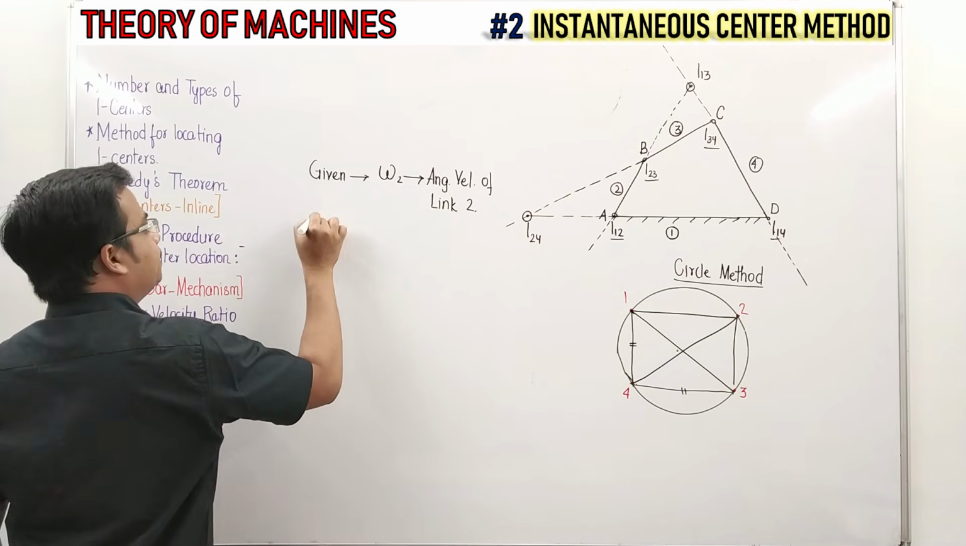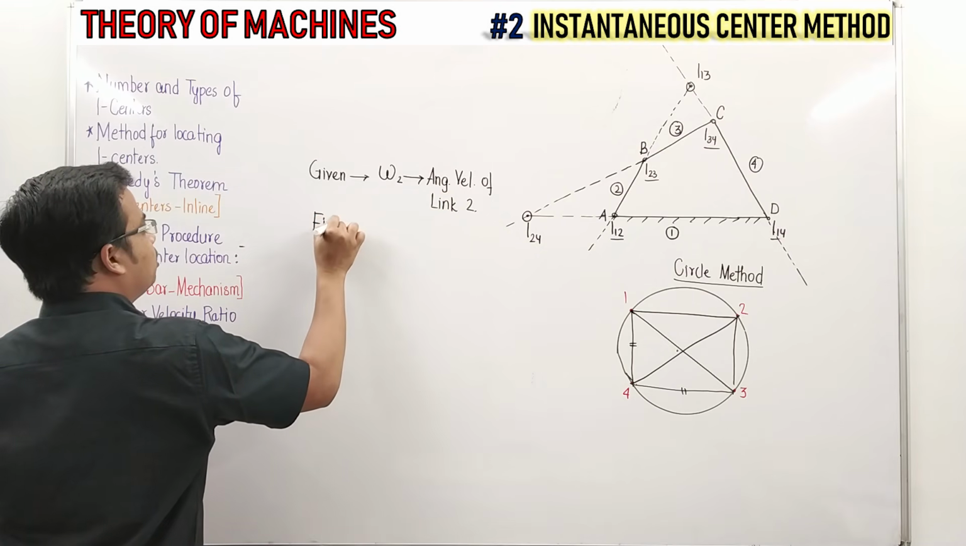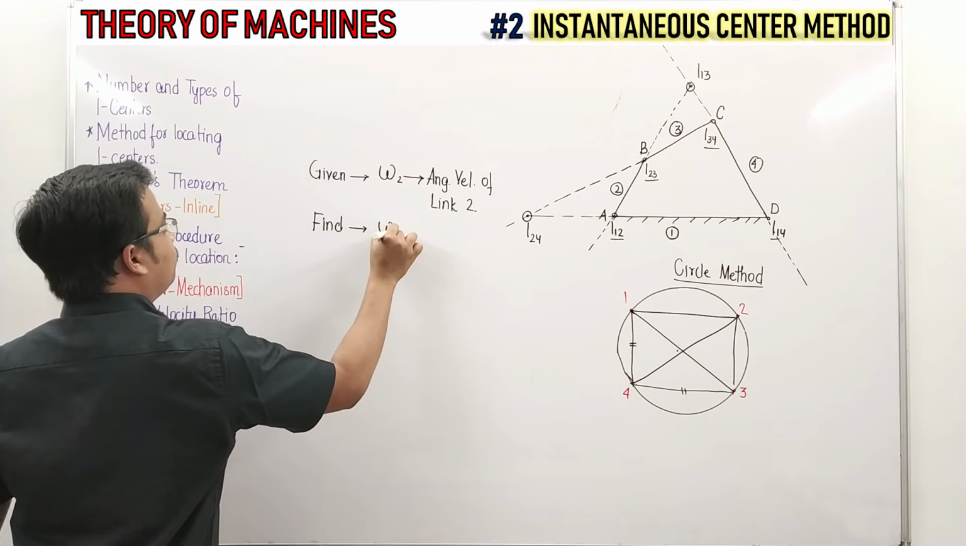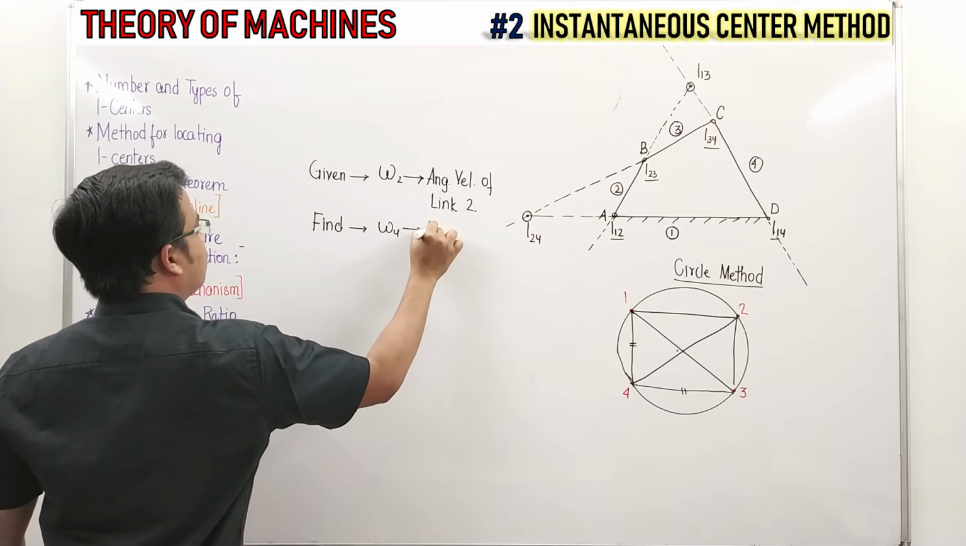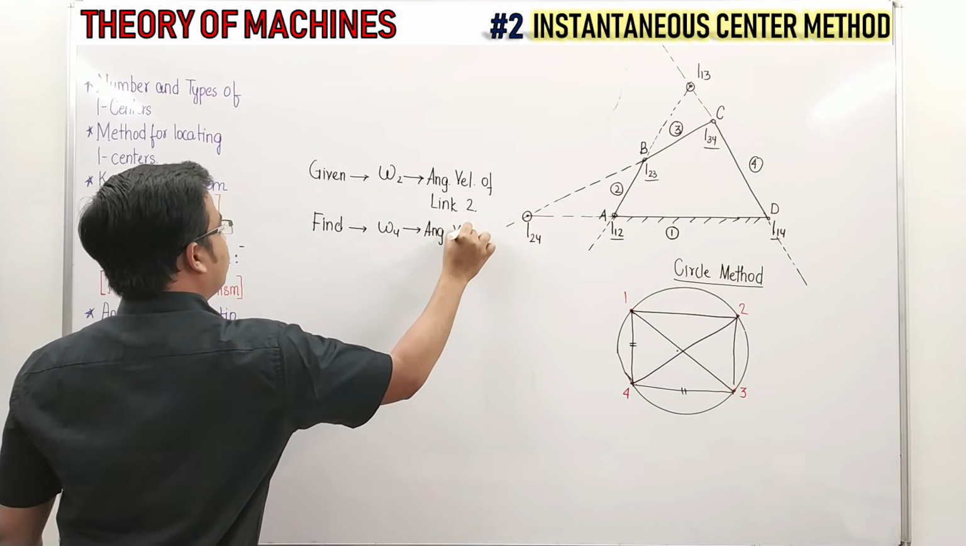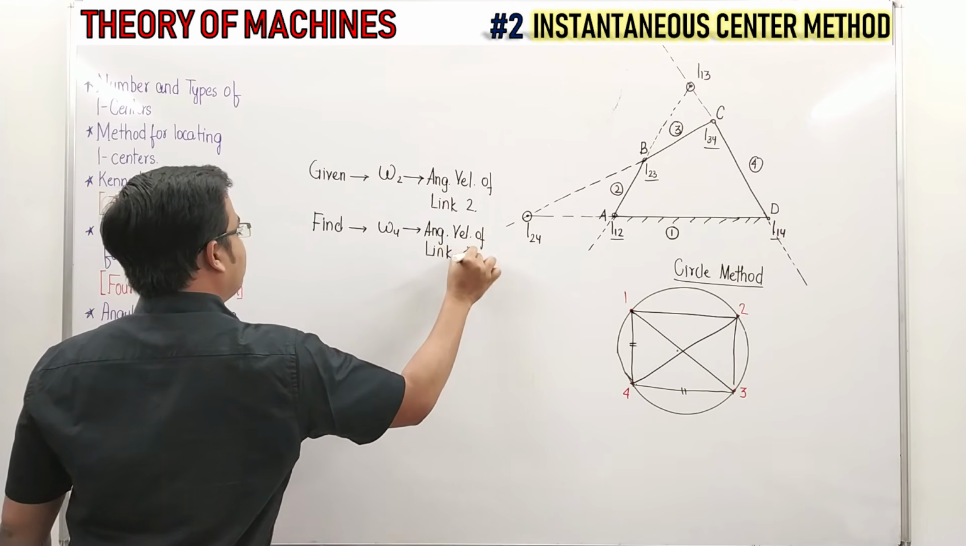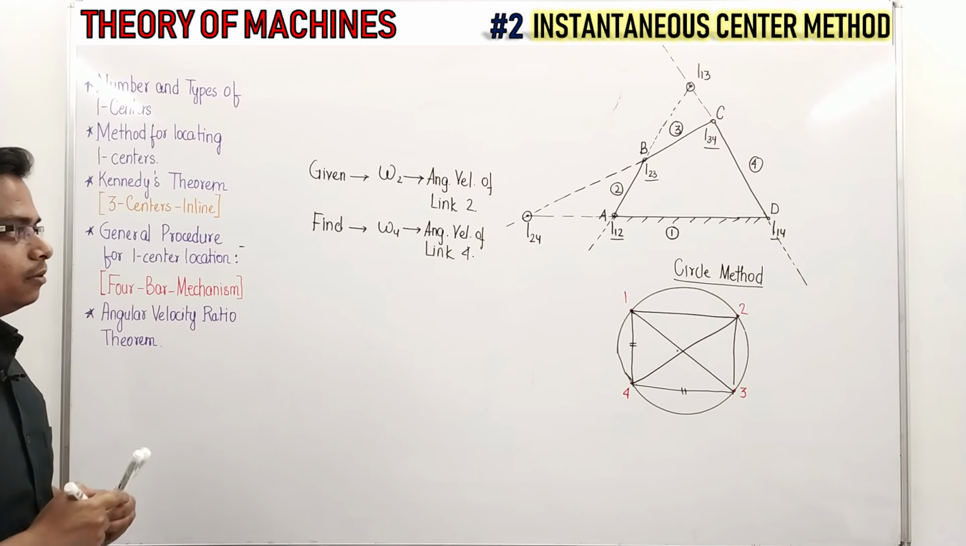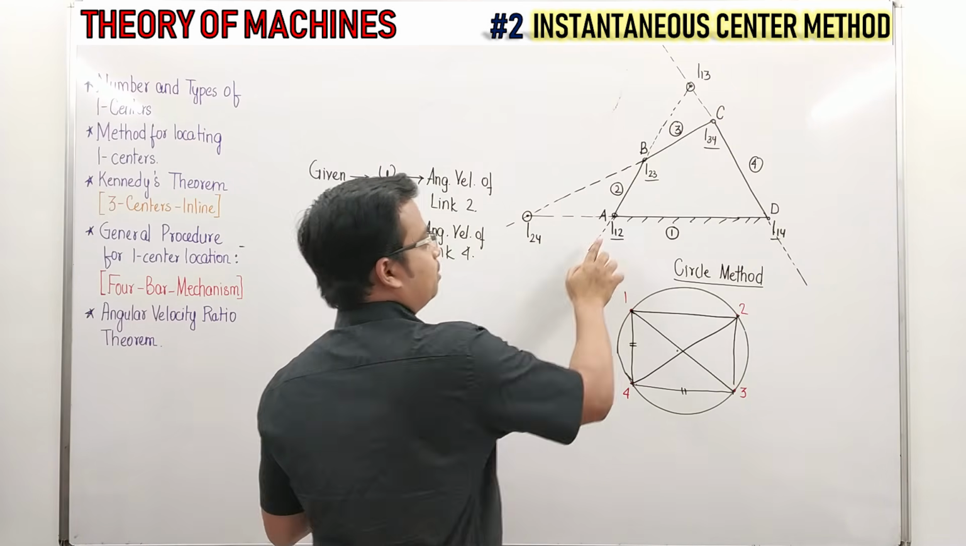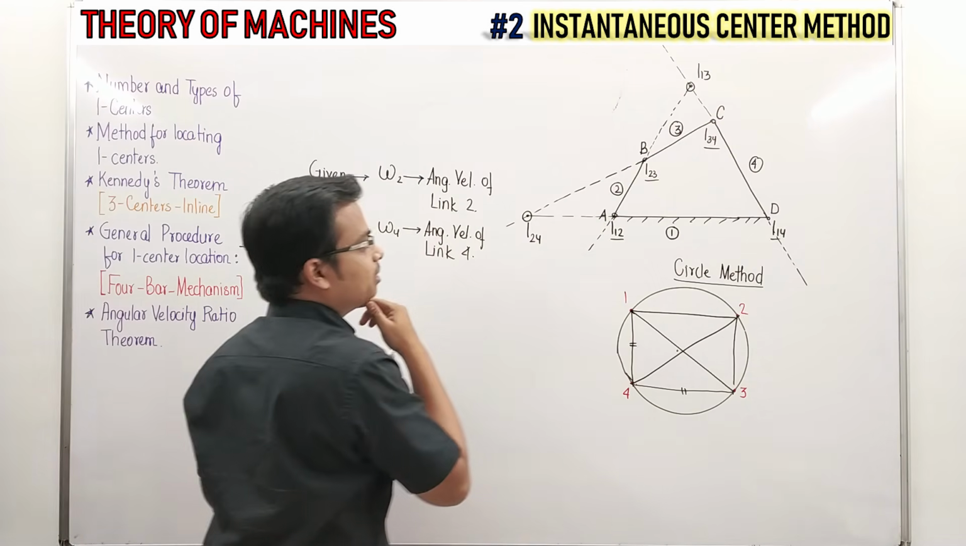What we want to find is the angular velocity of link 4. How can this be achieved? Let me tell you. So this is a line diagram basically.